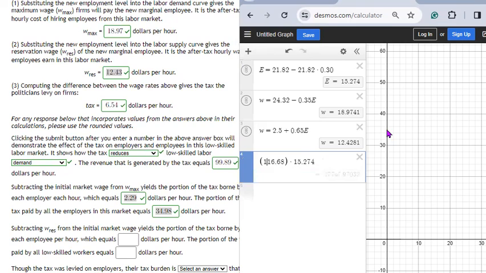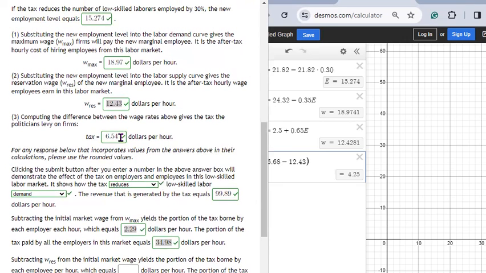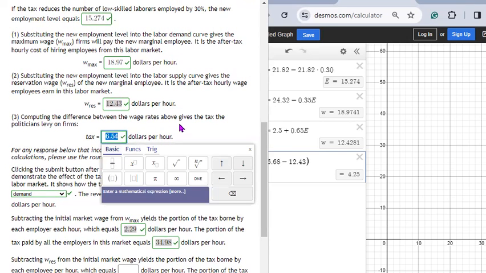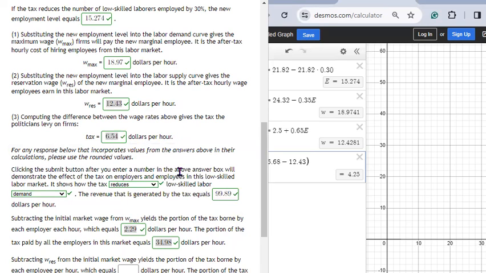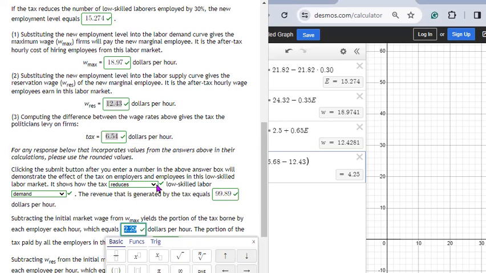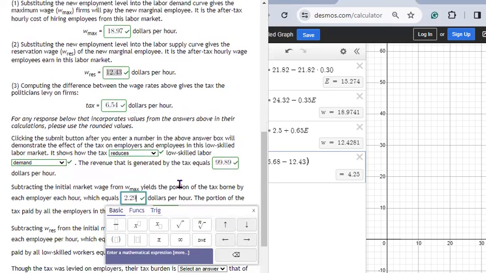So the initial market wage is 16.68, right? Minus this reservation wage, 12.43. So the firm would like the employees to cover all of the $6.54 per hour tax. They would like the employees to pay it all, right? But they can only get the employees to pay part of it. So their burden per hour is $2.29. The difference in these two is $4.25.